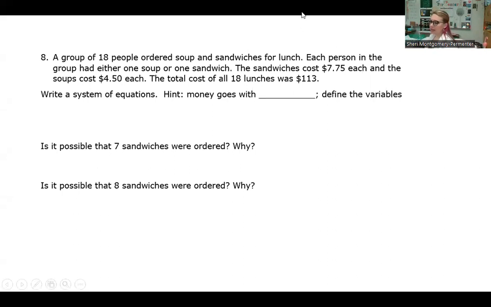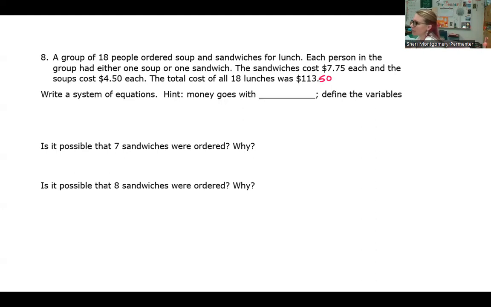All right, on to the back. It says a group of 18 people ordered soup and sandwiches for lunch. Each person in the group had either one soup or one sandwich. The sandwiches cost $7.75 each, and the soups cost $4.50 each. The total cost of all 18 lunches was 113, and there's a typo. It should be 113.50, sorry.